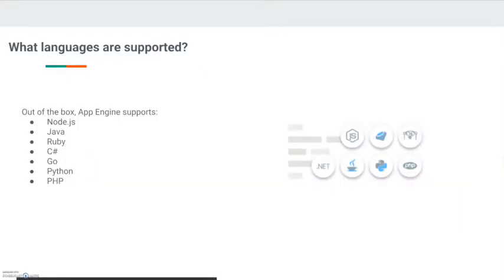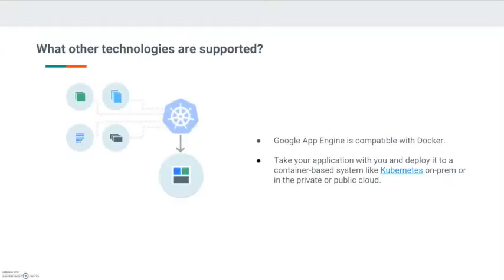What languages are supported by the App Engine? Well, out of the box, App Engine supports Node.js, Java, Ruby, C#, Go, Python, and PHP. App Engine is also continually growing. New languages are added by Google often. For example, C# and .NET weren't offered just about a year ago. However, now they are.